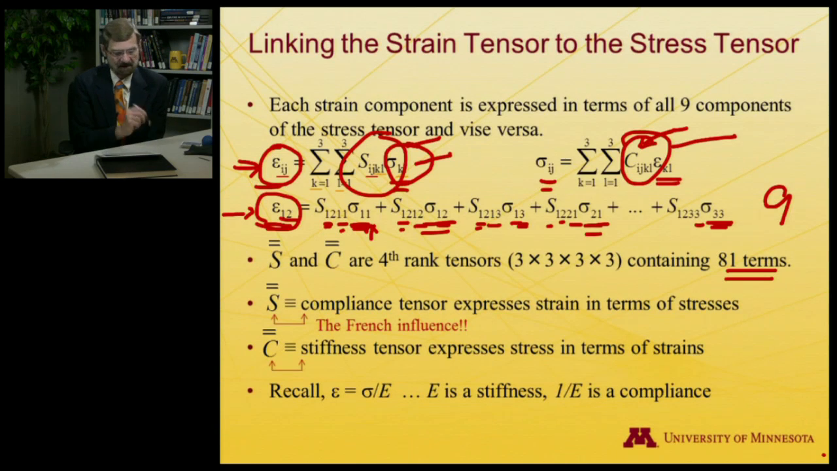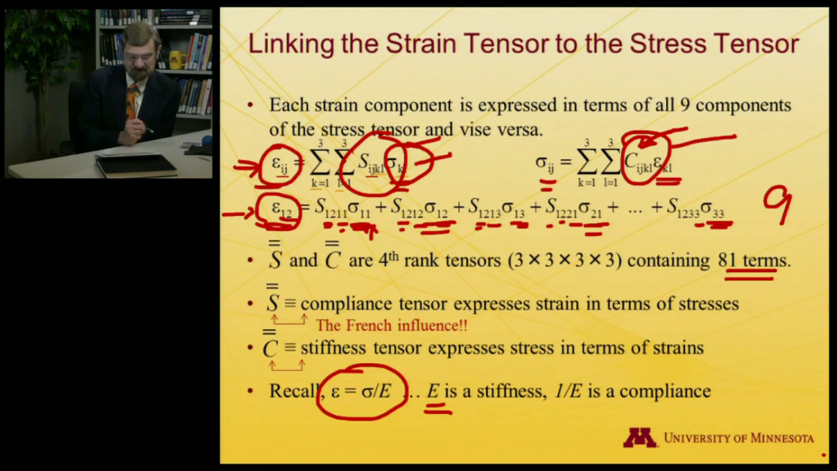Okay, and we've talked about stress and strain relationships already in terms of the Young's modulus. And so the Young's modulus here, E, is a stiffness, and 1 over E is the compliance. And so we might write the strain as equal to the stress divided by E, or we could equally well have written that the stress is equal to the strain times the Young's modulus E.